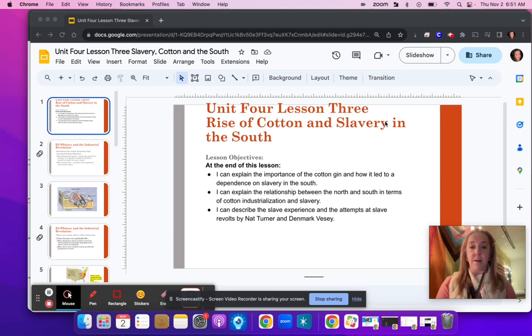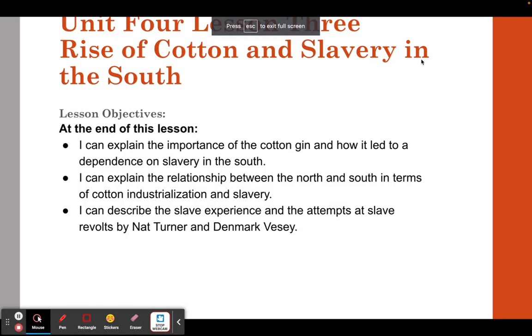Trade is also a part of this as well. The second thing, remember, we talked about the Northeast in lesson 2 and how they begin to industrialize, and you see the rise of textile mills and other factories. In Unit 4, Lesson 3, we'll be talking about the rise of cotton, and with that will also come the rise of slavery and slavery as labor in the South.